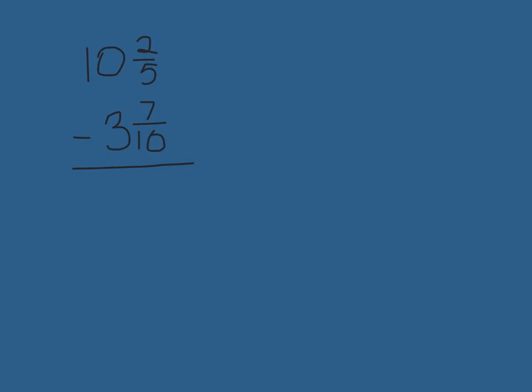10 and 2/5 minus 3 and 7/10. Go ahead and pause the video, try it on your own, and come back to work it along with me. Okay, so here I have 5 and 10 as my denominators. Luckily, my 5 goes into 10 evenly, so I can use my 10 as my common denominator. So that would be 10, and this one stays the same.